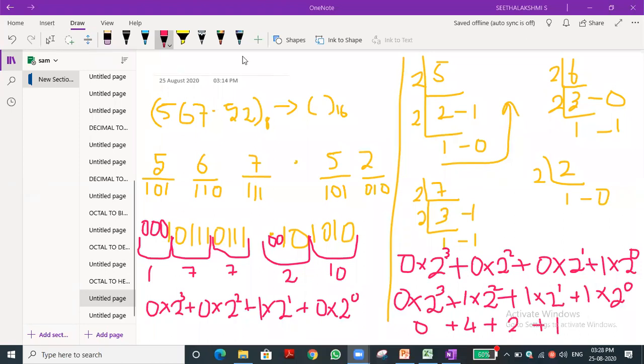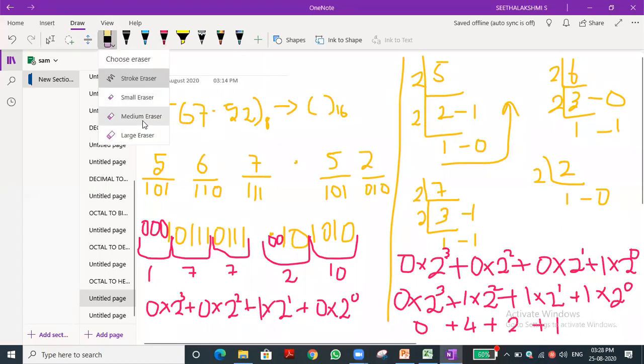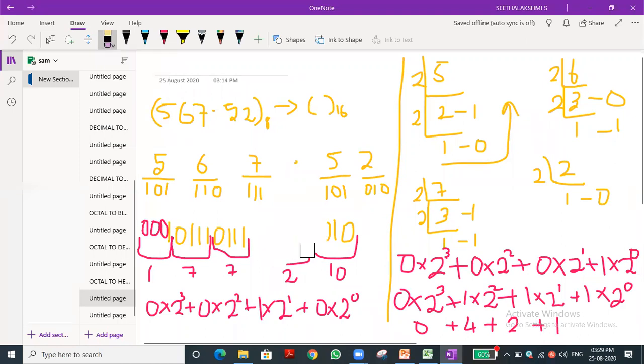Children, one small mistake I did. As she said, very good. So here, as she said, we need to add the 0 at last. I will write again.